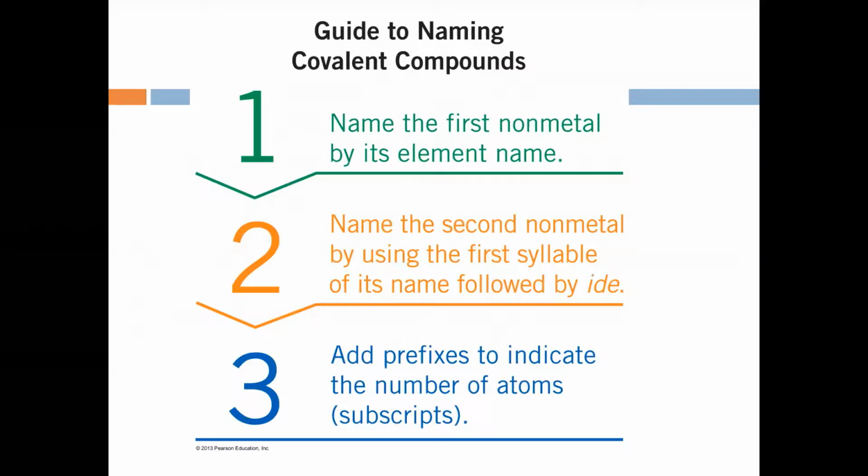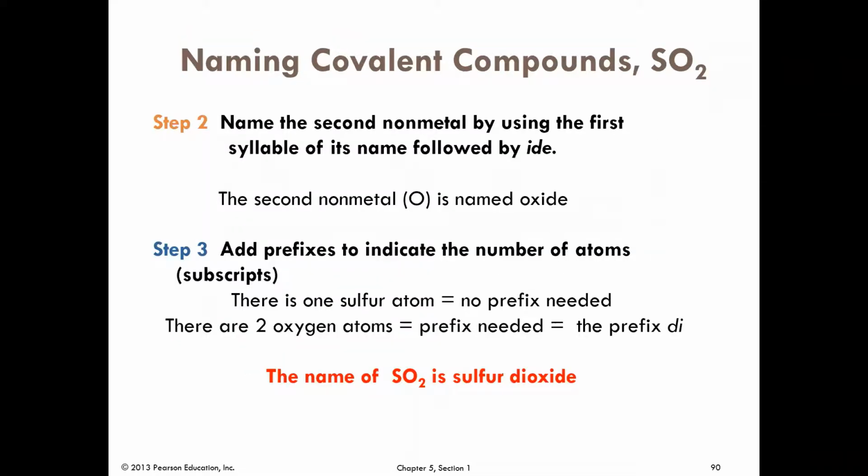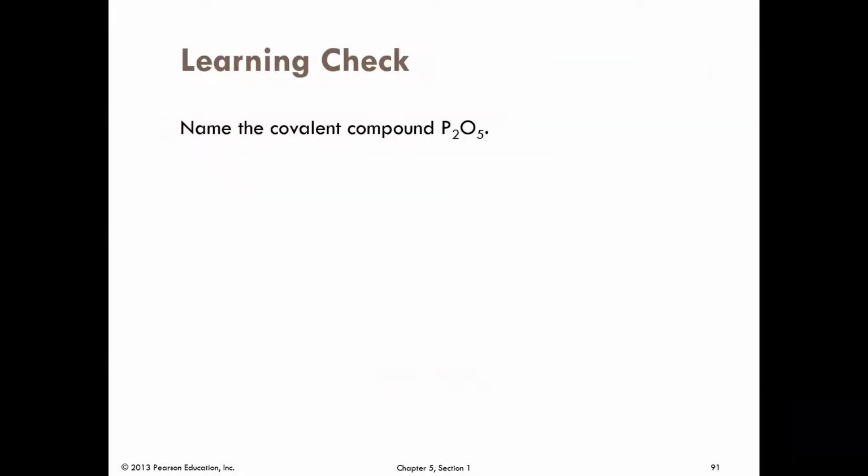But again, remember we're going to go with the first nonmetal by its whole element name, then the second nonmetal using its first syllable followed by "ide," and then we'll add any of the prefixes in. So if we're looking at SO2, let's take it apart. S is sulfur, then we have oxygen for O, so that becomes oxide. Because there are 2 of them, it becomes sulfur dioxide. And it's just giving you the idea here.